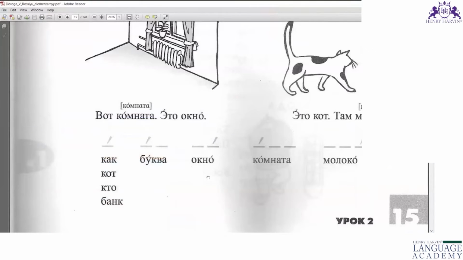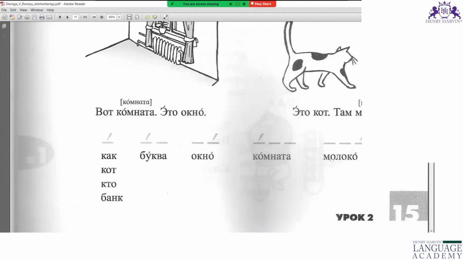Okay, what does it mean here? It means that these are words with one syllable, right? Как, only one vowel here. Буква, as you see, there are two syllables here. Окно, again, two syllables. Комната, three syllables. And молоко, also three. Okay, go to the next one.